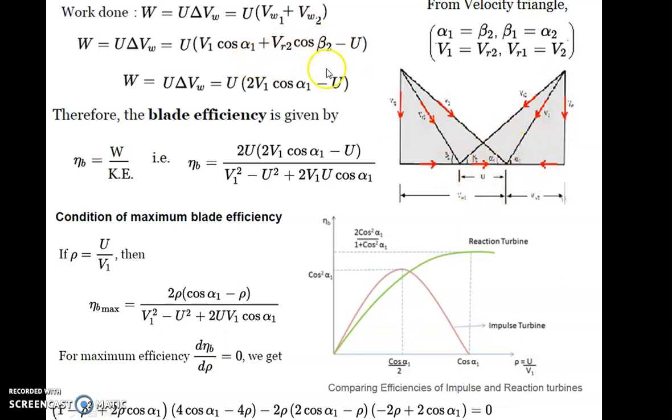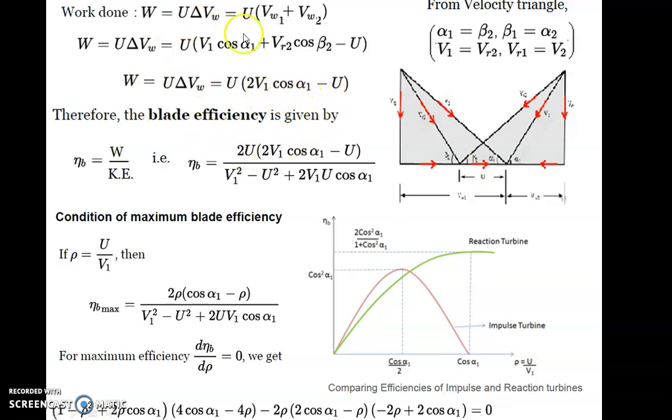And what is VR2 cos beta 2? That is nothing but your V1 cos alpha 1, because VR2 is equal to V1 and beta 2 is equal to alpha 1. So it is V1 cos alpha 1 plus V1 cos alpha 1 minus U. So it is U into 2 times V1 cos alpha 1 minus U. So W comes as U into bracket 2 times V1 cos alpha 1 minus U.